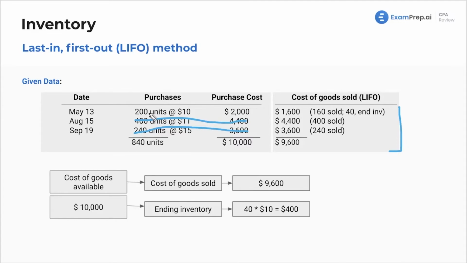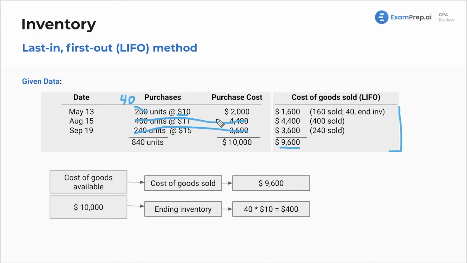Now here, we leave 40 units. So right here, we cross this out and write 40, because 40 units are left, right? We needed our total amount there. 40 units at the cost of $10 per unit gives us an ending inventory of $400. Our total cost of goods sold, the final amount here, is just going to be this $9,600, right? So that's our ending inventory.